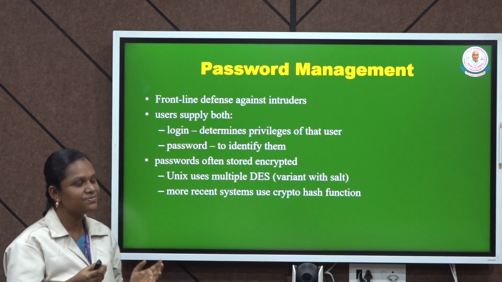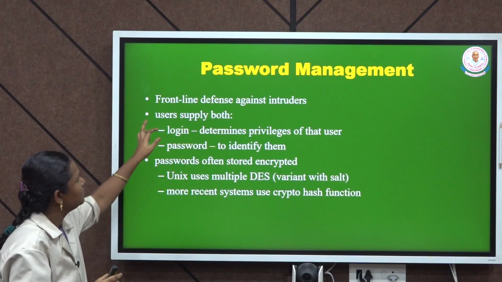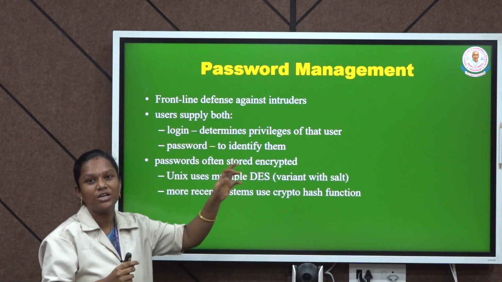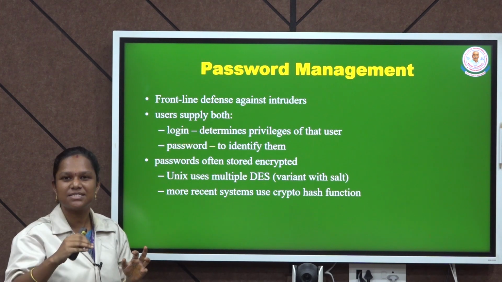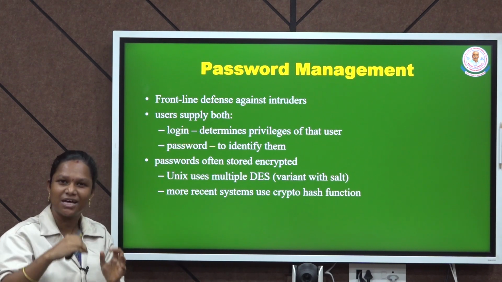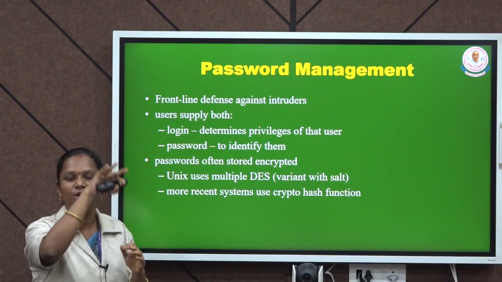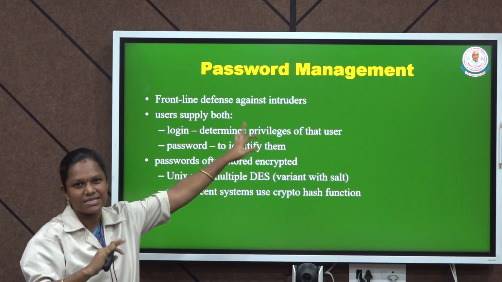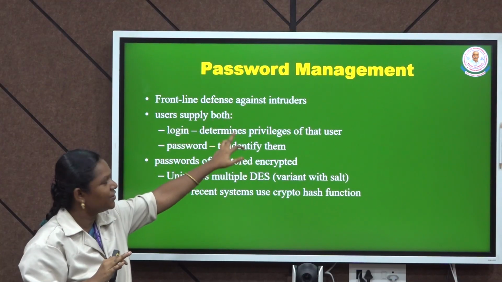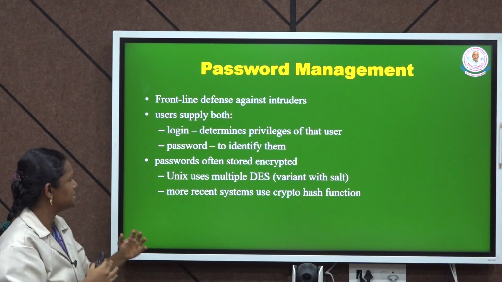Next one, password management. What is meant by password management? It is the first frontline defense against intruders. Intruders means unauthorized persons, who access information without authority, responsibility or permission. We have to access the whole detailed information. That is called the intruders, hackers or crackers. In the face of intruders, how do we protect our system?